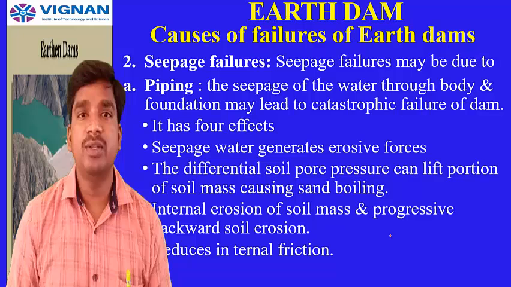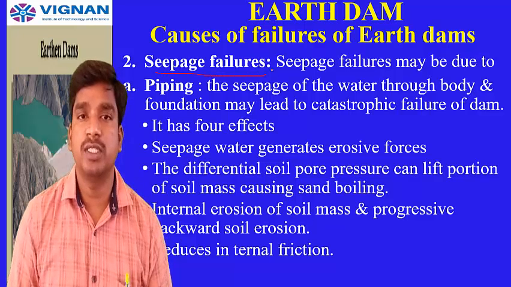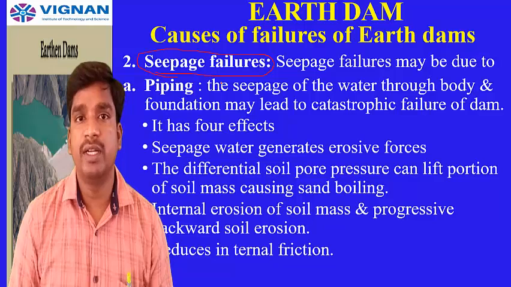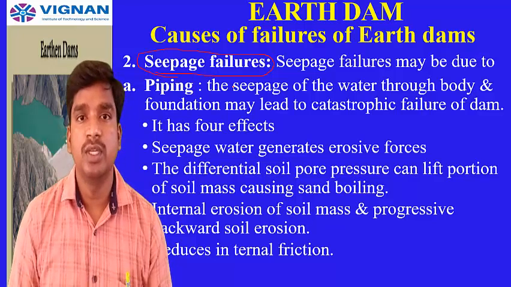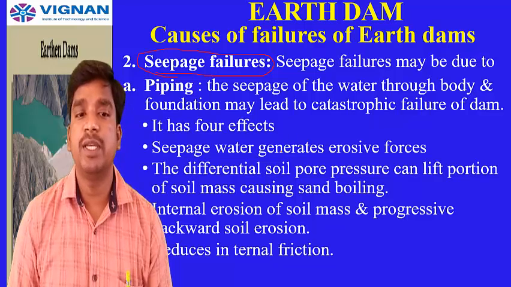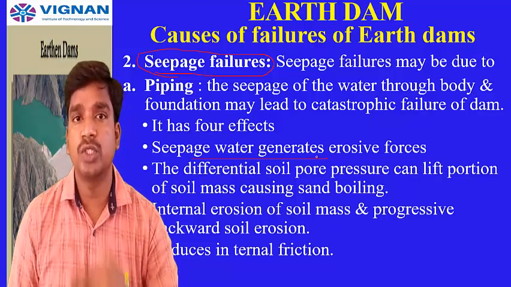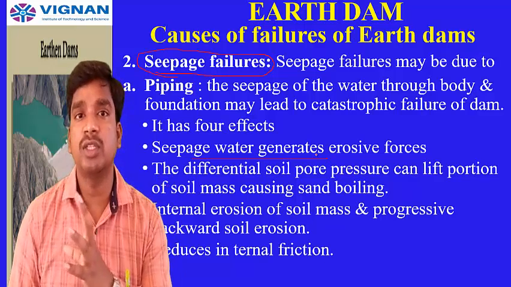Now coming to the second type, that is, causes of failure of earth dams. The second type is seepage failures. So what is the meaning of seepage failures? Whenever water is flowing from the upstream side to the downstream side, it seeps in different ways, through the foundation or through the body of the dam. Water always tries to seep. Seepage water may generate erosive forces. Whenever water tries to seep through the soil, foundation, as well as through the body of the earth dam, what happens? It will erode all the soil on its way.